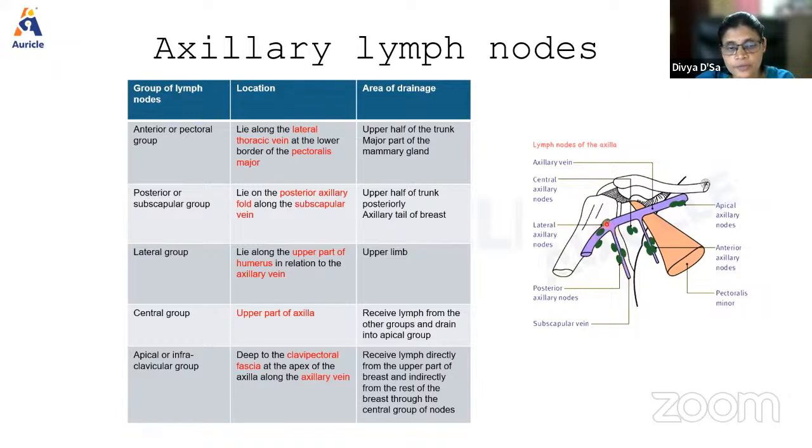Then the lateral group of lymph nodes lies along the upper part of the humerus, in relation to the axillary vein. They mainly drain the upper limb. The central group lies in the upper part of the axilla and receives lymph from the anterior, posterior, and lateral groups. That's why it's central. Then apical or infraclavicular lies deep to the clavipectoral fascia at the apex of the axilla along the axillary vein. It receives lymph directly from the upper part of the breast as well as indirectly from the central group of lymph nodes.